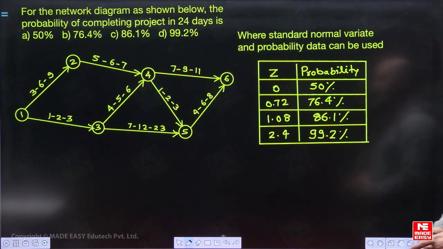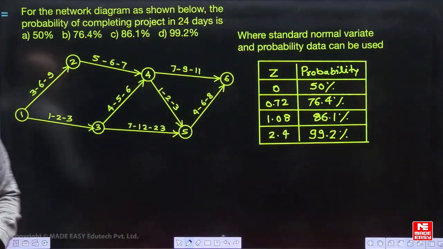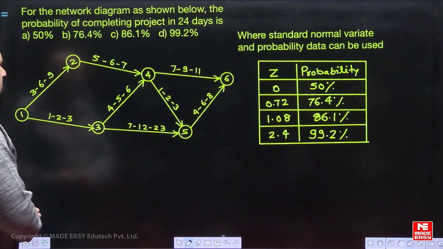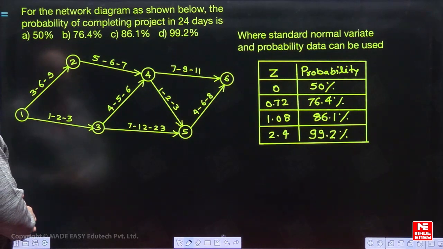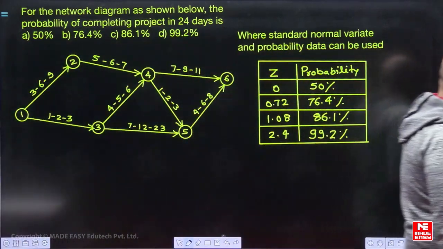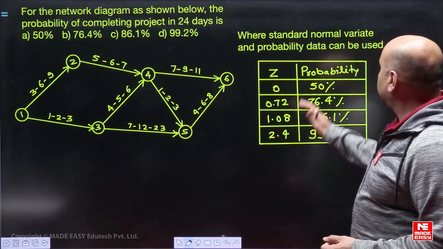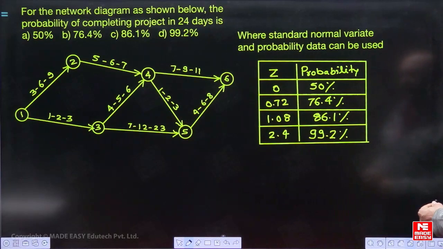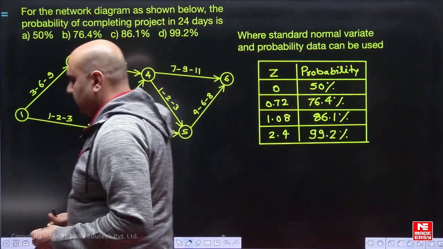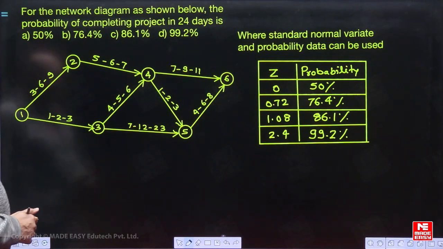Next problem again from PERT CPM. Good question. For the network diagram as shown below, the probability of completing the project in 24 days is. We need to find out the probability of completing the project in 24 days. Now see, first of all, the network diagram is given, and then based upon that, standard normal variate and their individual probability are given. First of all, 3 time estimates are given, so we will find out the average time for each activity.